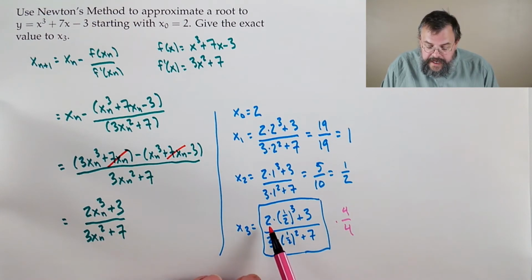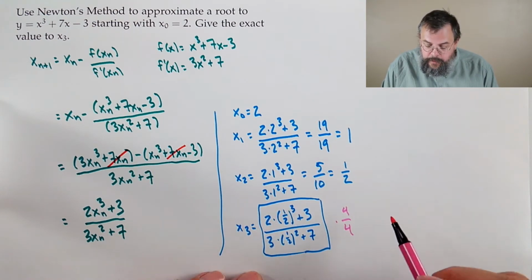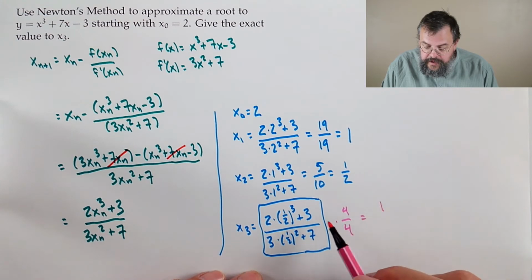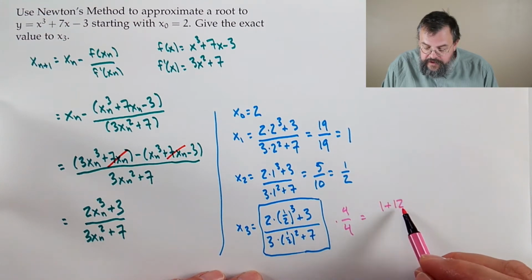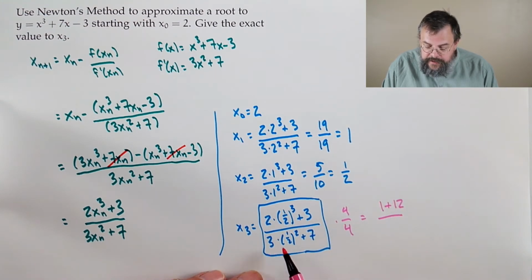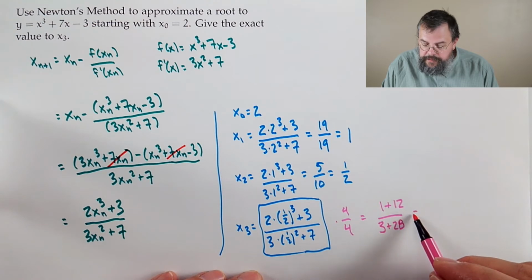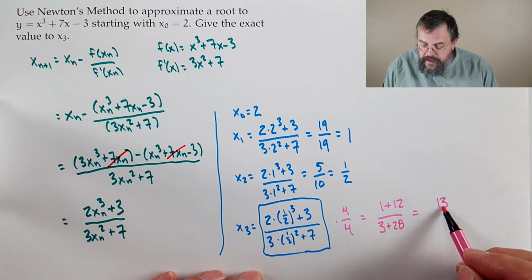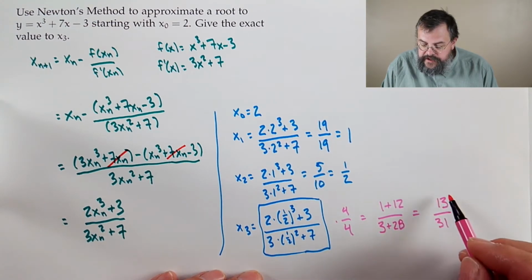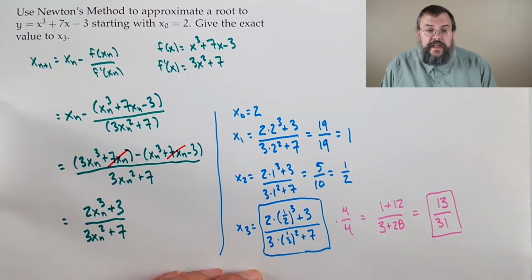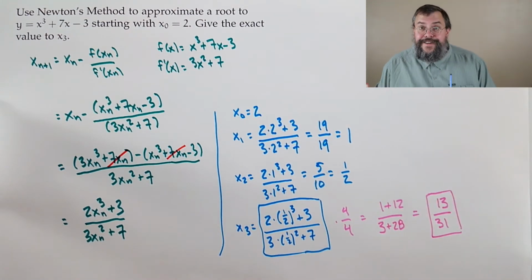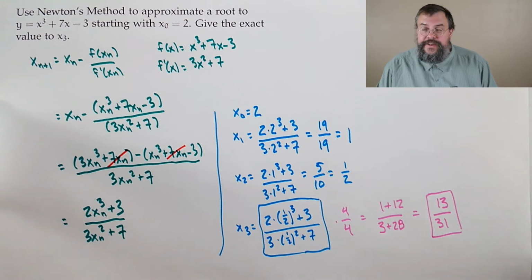So what do we have? Well, a 4th times 4 is 1. 3 times 4 is 12. Downstairs, 3 times a 4th times 4 is 3. 4 times 7 is 28. So we end up with 1 plus 12, which is 13. 3 plus 28, which is 31. So 13 over 31. It's also the exact value. It's just written in a more simplified form. It just depends on what's being looked for.